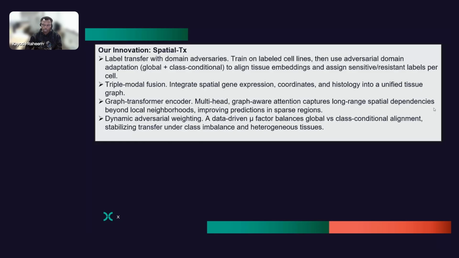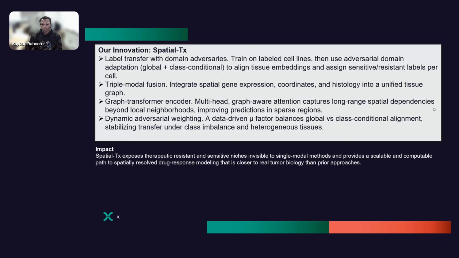And also, in terms of aligning the two domains, the source and the target, we introduce adversarial weighting to do that. The impact of this project is to expose the therapeutic resistant and sensitive cells that would be invisible when considering single-modality methods. This part is addressed with the computational tool we are trying to build.